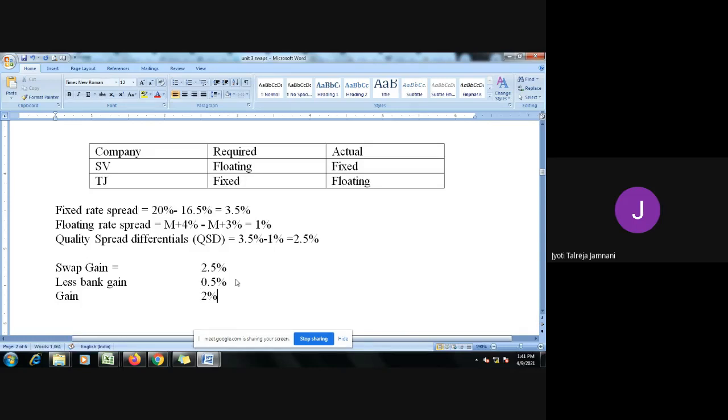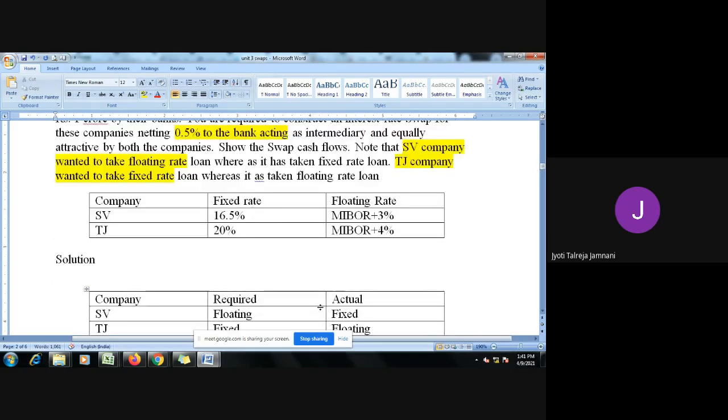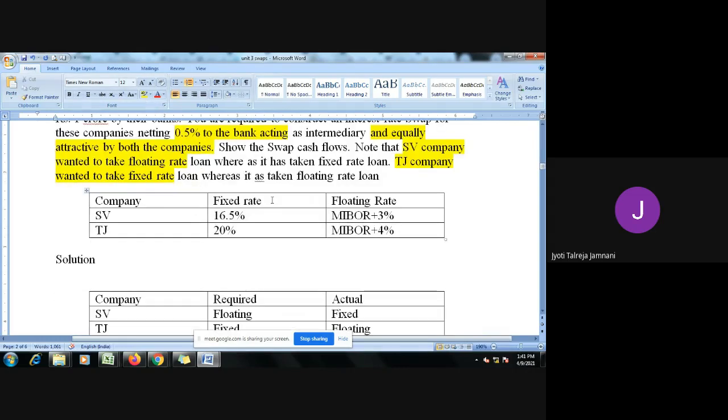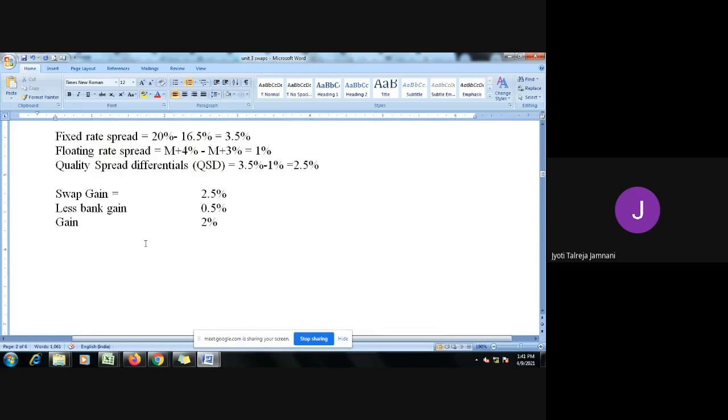Now this 2%, the swap has to be equally attractive to both the companies. See here they've told equally attractive to both the companies. If they don't use this word also, we will make it equally attractive. Only if they mention 60%, 40%, 80, 20 or any proportion, then we will take it differently. Otherwise, half will go to one company and half will go to the other company.